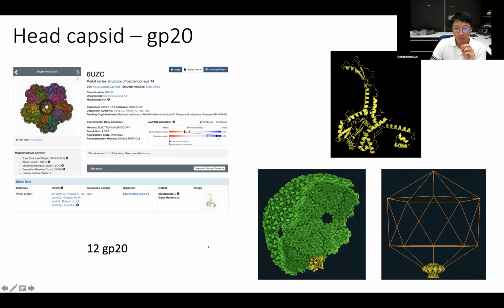We isolate the GP20 monomer from PDB ID 6UZC and arrange 12 of it in the same way as shown in this PDB at the bottom vertex of the icosahedron. Here shows the result. The left shows it in relation to GP23, while the right shows the position on the icosahedron skeleton. In total, there are 12 GP20.